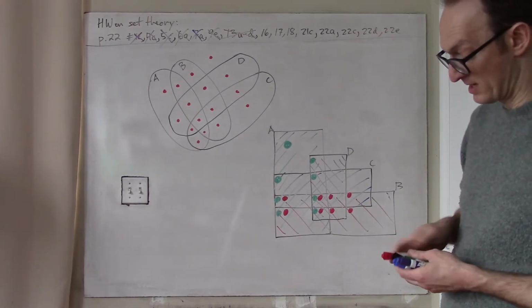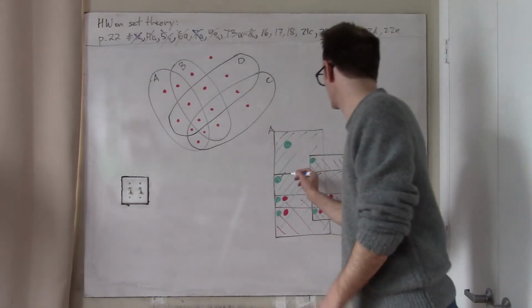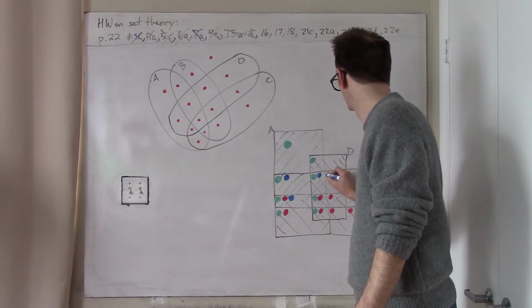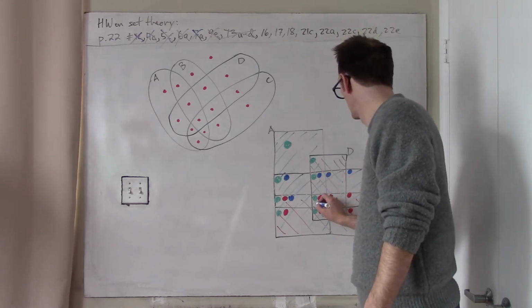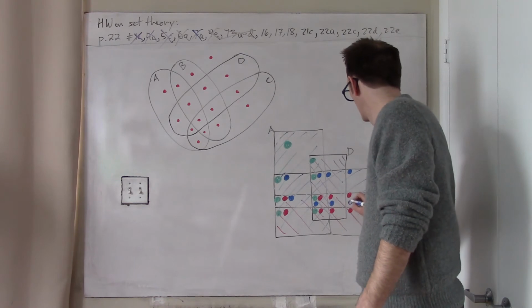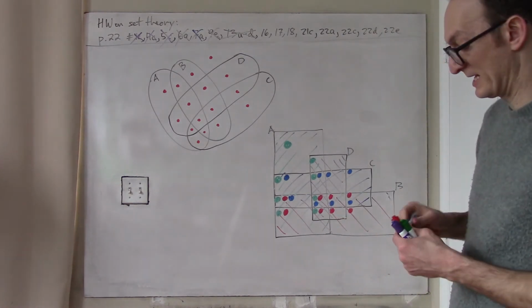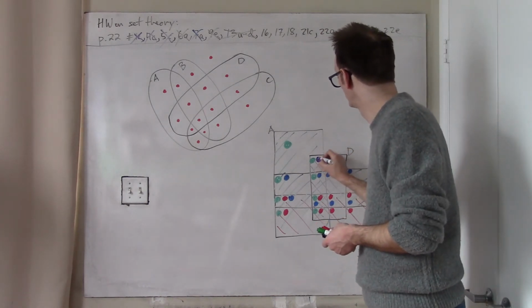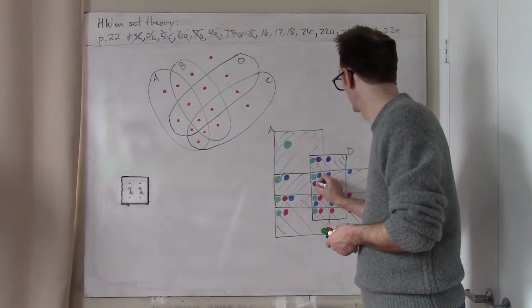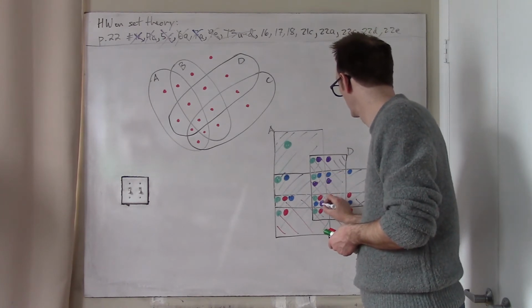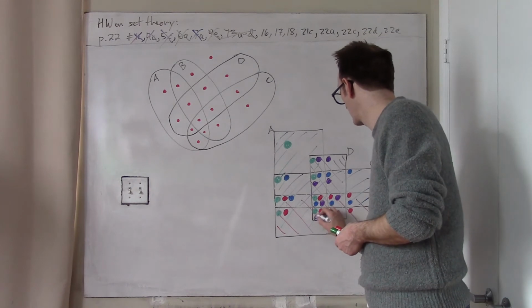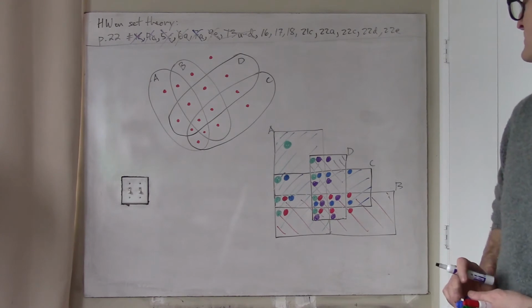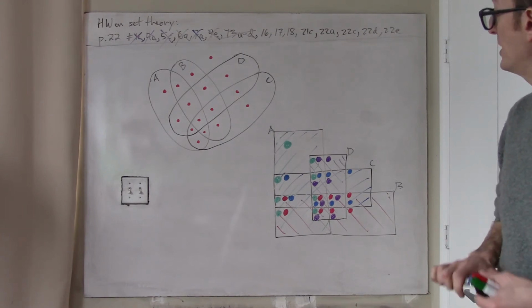And then what regions are representing C? So C, C, C, C, C, C, C, C. And finally, the regions representing D are going to be here, here, here, here, here, here, here, and here. Okay, and so sure enough, 1, 2, 3, 4, 5, 6, 7, we have 16 regions.